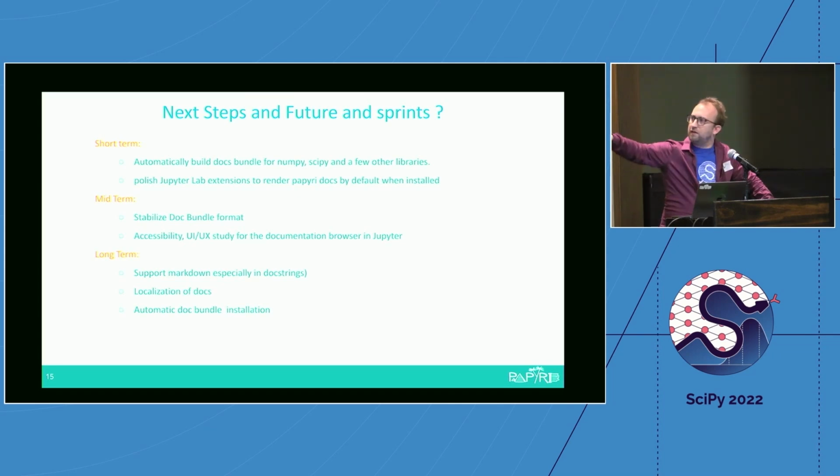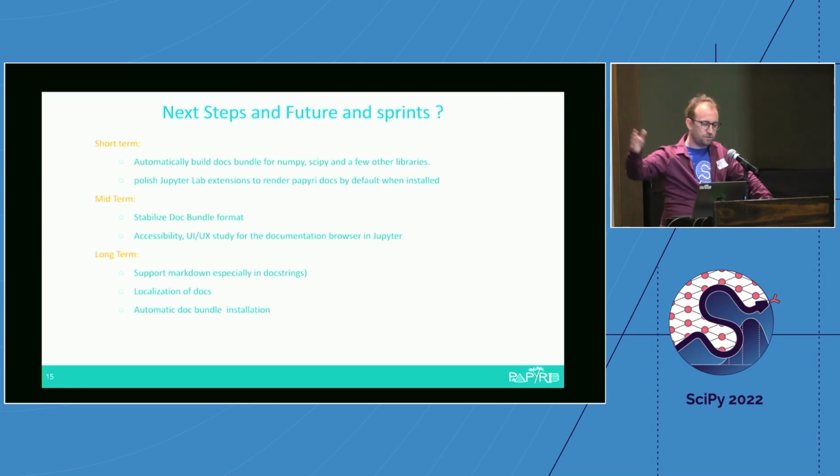Midterm, you need to stabilize the intermediate documentation bundle format, because if this is not standardized, then you have to rebuild everything every time. It's worthless. And so I'm hoping to do that in the next 6 months or so, once all the edge cases have been found, and after new versions, do a version 1 and then a version 2 in 2 years. Have some accessibility UI/UX study for the documentation browser, because one of the things you can do with that is update the renderer to be accessible. Colors, or hide and show things, etc.